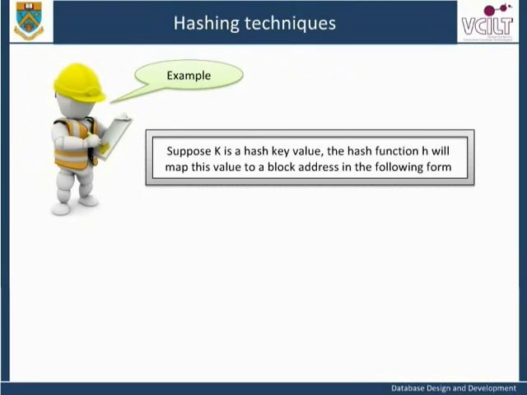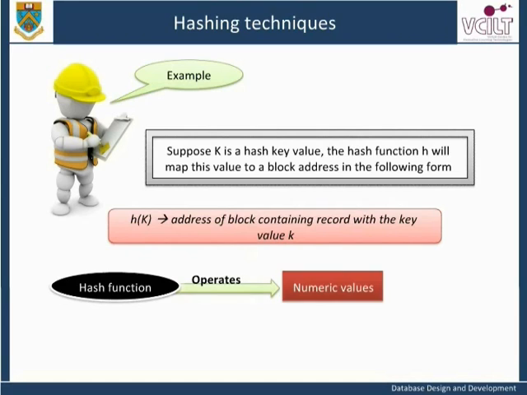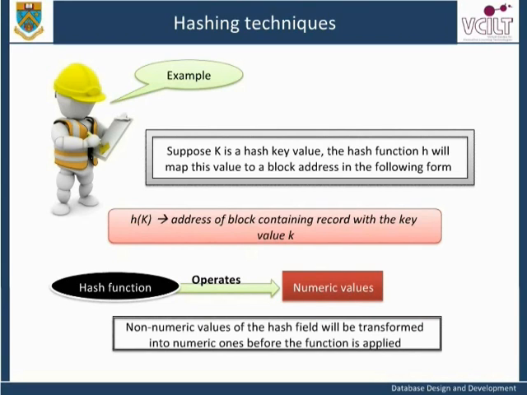Suppose k is a hash key value. The hash function, h, will map this value to a block address in the following form. H(k) = address of the block containing the record with the key value k. If a hash function operates on numeric values, then non-numeric values of the hash field will be transformed into numeric ones before the function is applied.